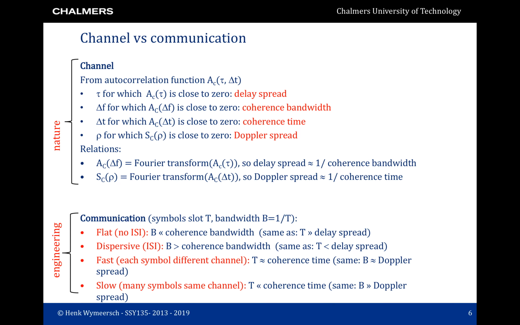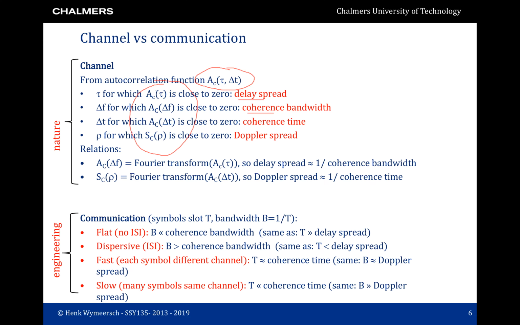We've also seen the difference between the channel and how we communicate over this channel. With the channel, we can associate a certain autocorrelation function under the wide-sense stationary uncorrelated scattering assumption. From this autocorrelation function, we find four new functions, shown here, which are two by two Fourier transform pairs. From the first autocorrelation function, AC of tau, the tau for which this function is close to 0 is called the delay spread. From the second autocorrelation function, AC of delta f, when this is close to 0, we can read off the coherence bandwidth.